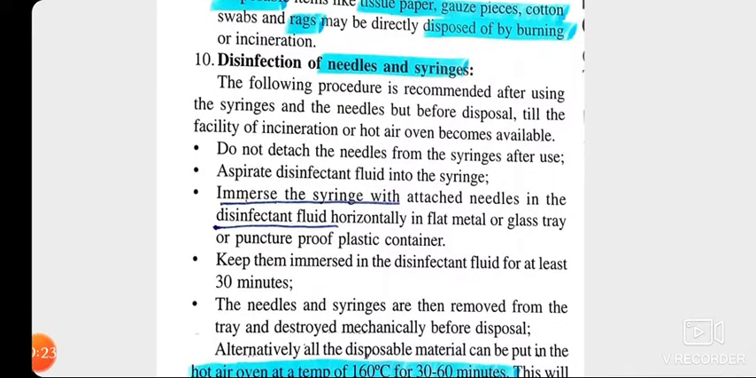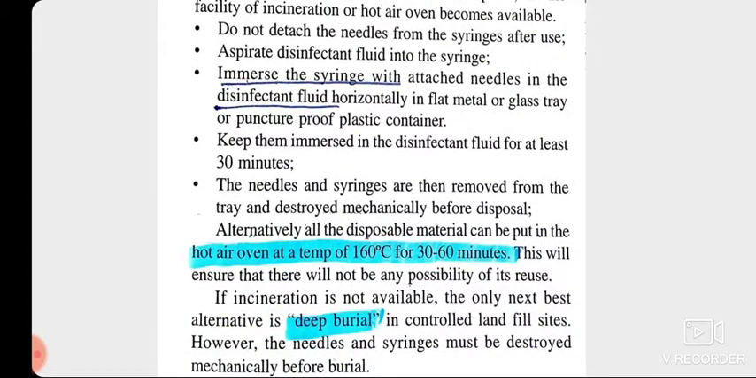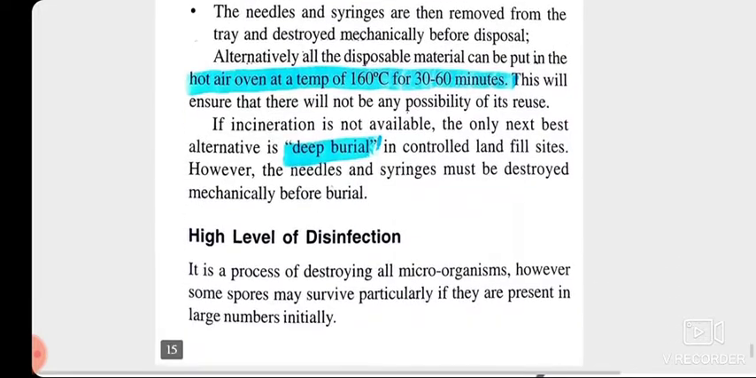Needles and syringes can ideally be disinfected by directly exposing them to a hot air oven at a temperature of 160 degrees Celsius for 30 to 60 minutes. And they are best disposed of by the deep burial method in controlled landfill sites. However, needles and syringes must be destroyed mechanically before burial. So, mechanical destruction of these syringes and needles is most important before their disposal.